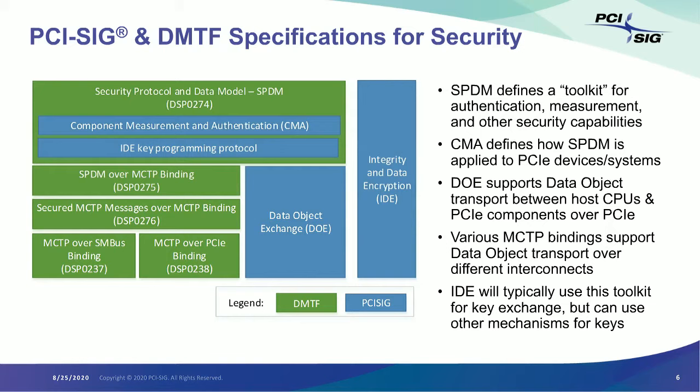Then we have the component measurement and authentication spec. That's a PCI SIG ECN. That's finished and posted in the specifications area. And what CMA does is it defines an adaptation of SPDM specific to PCI Express. So remember, SPDM is a very broad, very general kind of specification. CMA narrows that specification and applies it to PCI Express devices and systems.